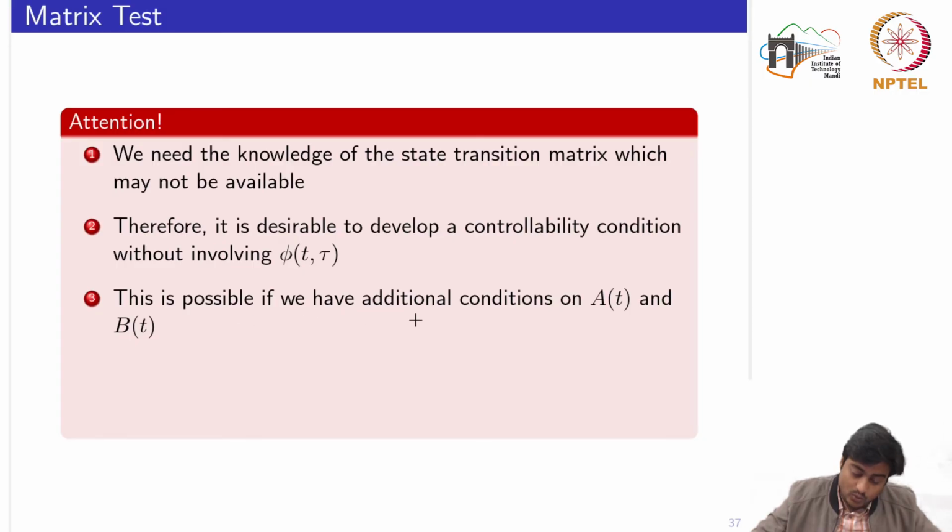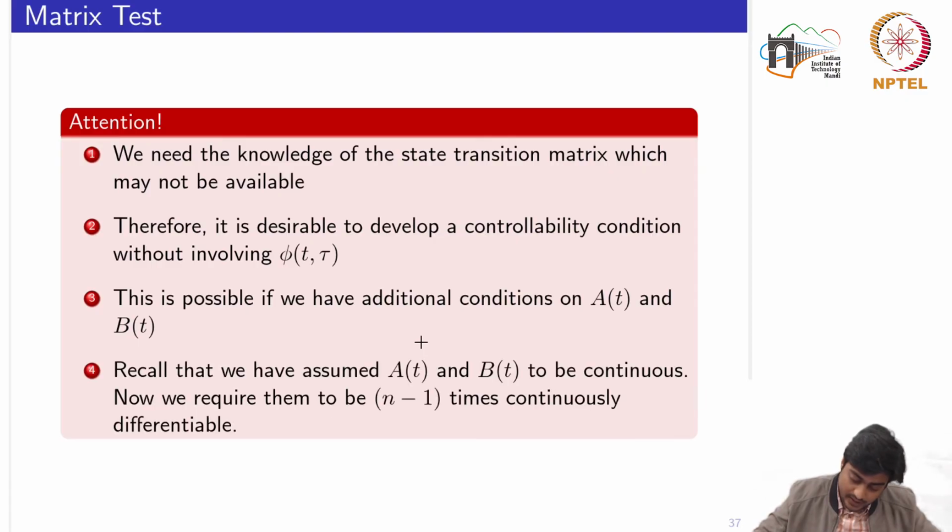To do this, we require some additional conditions on the matrices A and B. We had already assumed that the A, B matrices are continuous, first of all. But now as an additional condition, we require that these two matrices be n minus 1 times continuously differentiable. So in order to relax the computation of the state transition matrix, we need the A, B matrices to be n minus 1 times continuously differentiable.